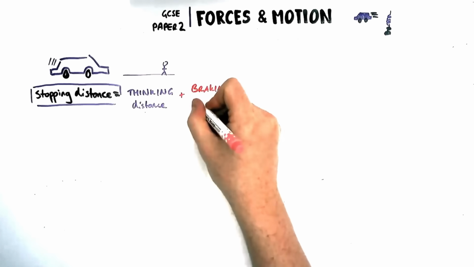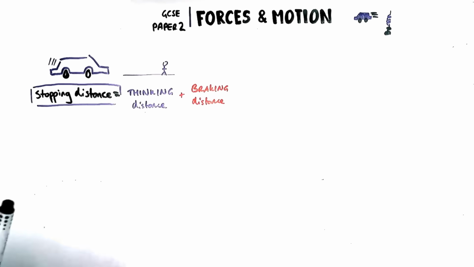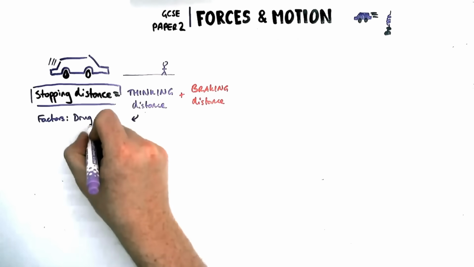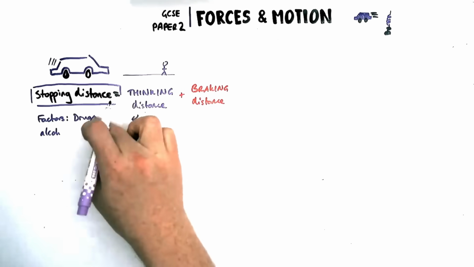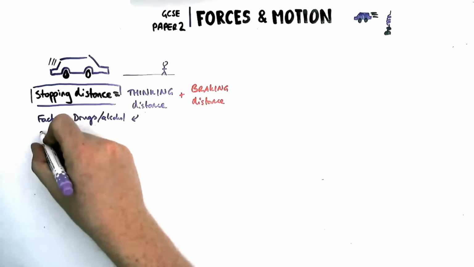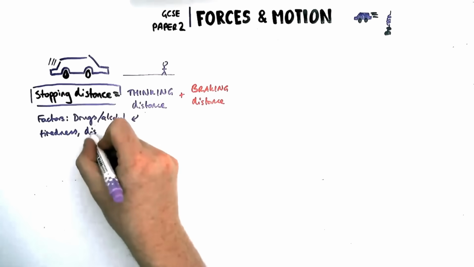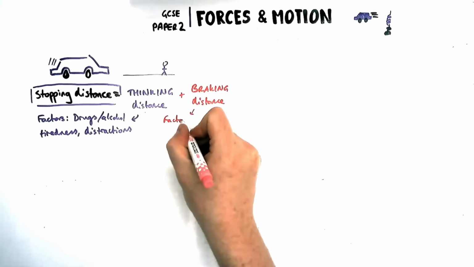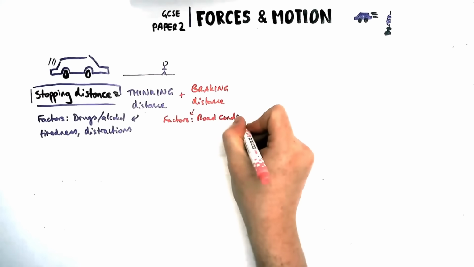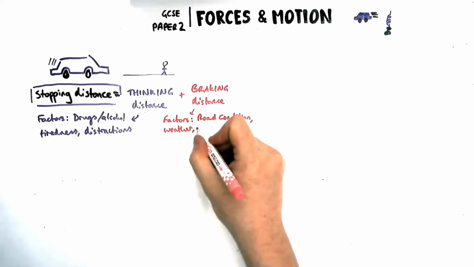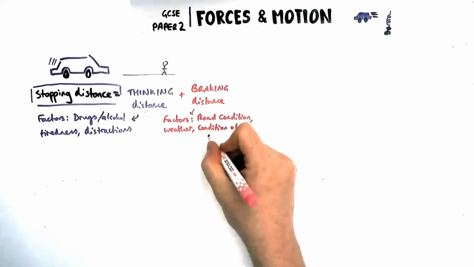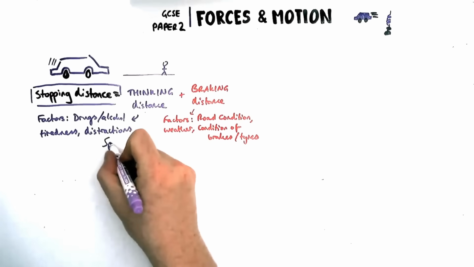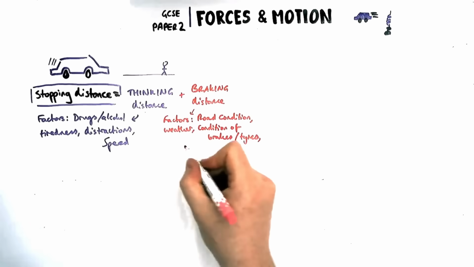So stopping distance is made up of the thinking distance and the braking distance. Thinking distance, the factors that affect it would be things like drugs, alcohol, tiredness and distractions, and all things that would affect someone's reaction time. It's also affected by speed, because the faster you're going, the further you'll travel while you're reacting to the hazard. Braking distance is affected by road conditions, by weather, by conditions of the brakes, conditions of the tyres, and also speed, because the faster you're travelling, the further you're going to travel before you can stop safely.